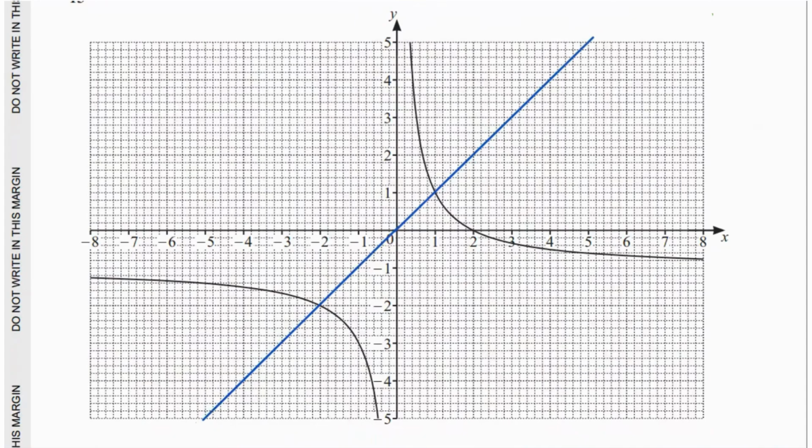And they want to find the intersection points. x equals -2 and x equals 1. These are the two x values for the intersection between y equals x and these two curves.